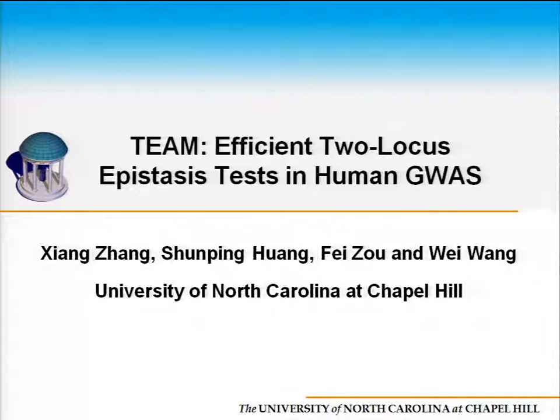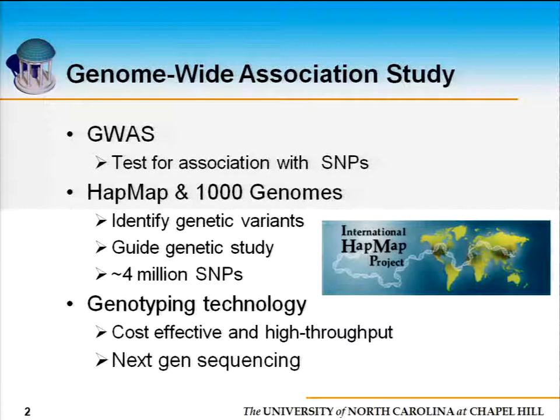In this talk, I will discuss how to design an efficient algorithm for epistasis tests in human genome studies. The goal of the study is to find genetic loci that underlie phenotypic differences. The idea of genome-wide association studies is to test for the association between the phenotype and the SNPs that are spread across the genome. There are two processes for GWAS.